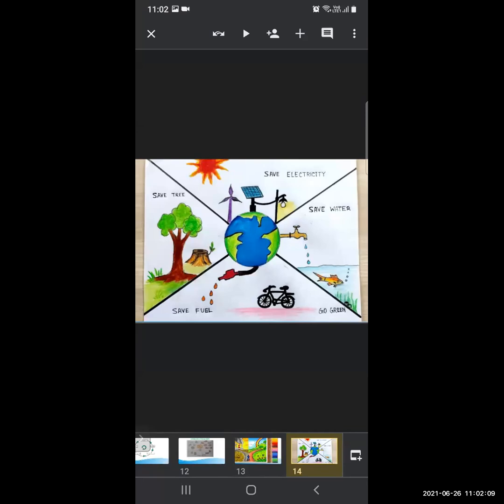As much as we can, we have to use public transport. Don't use your own vehicle for a small reason. You can go by walking, you can make use of bicycles. So we have to save the fuel and we have to save our environment.